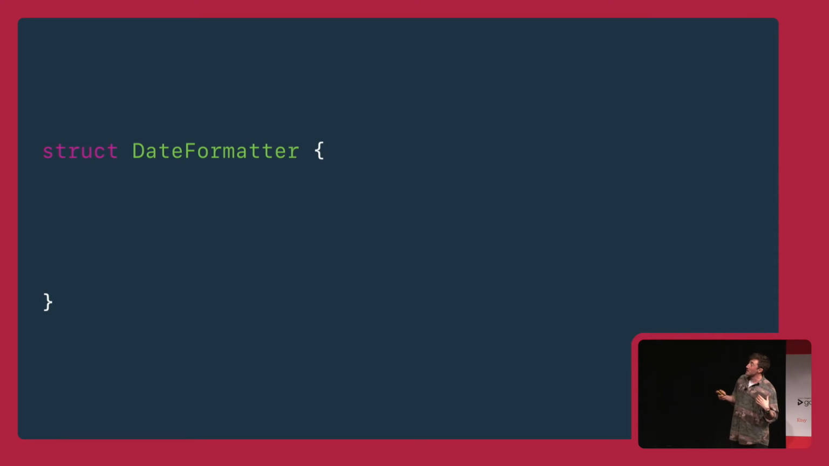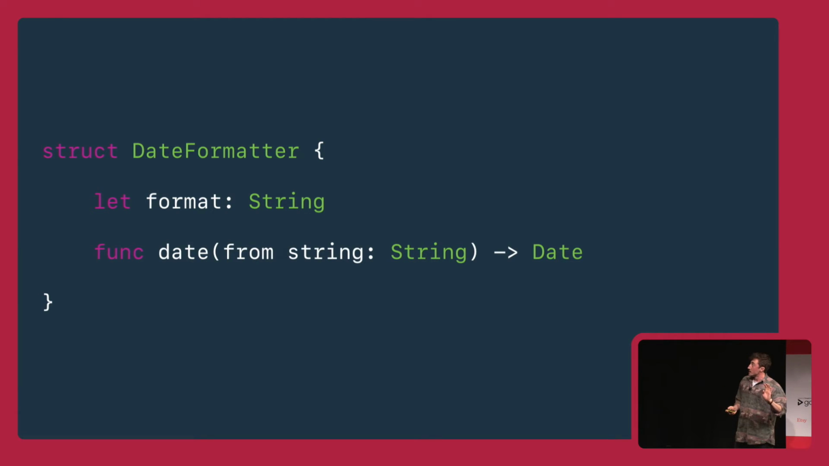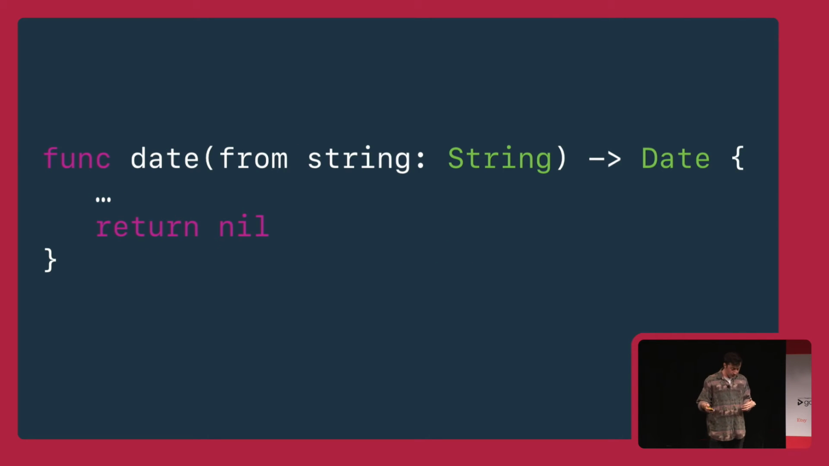We can implement a date formatter. So we're going to do this as a struct. We're going to give it a format string, like YYYYMMDD, whatever. And then we're going to have a function on it that, when we get a user's input, which is this string we're going to pass in, we try to get a date out of it. So say we get down to implementing this function.